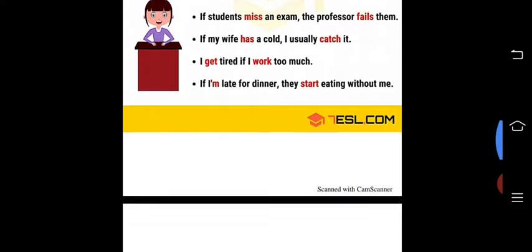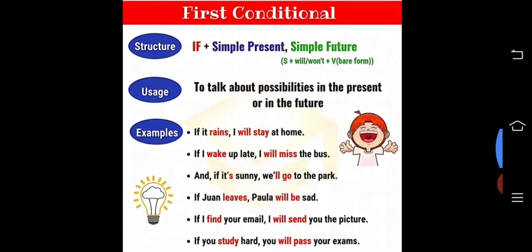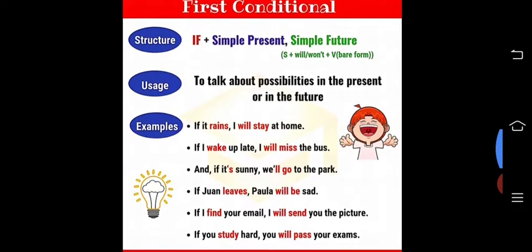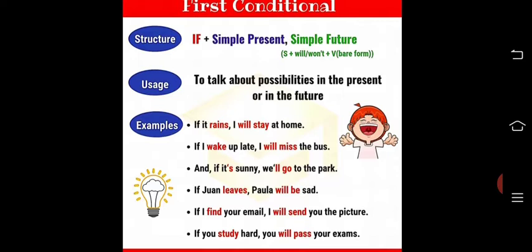Then see the first conditional. As I said, start with present, end with future. It is used to talk about possibilities in the present or in the future. If it rains, I will stay at home. Start with present, end with future.